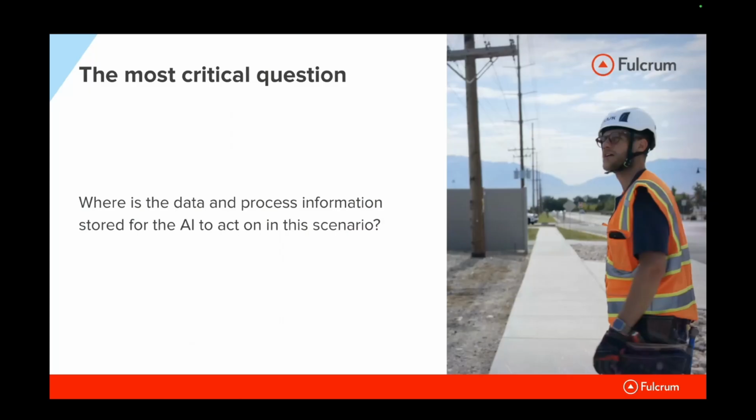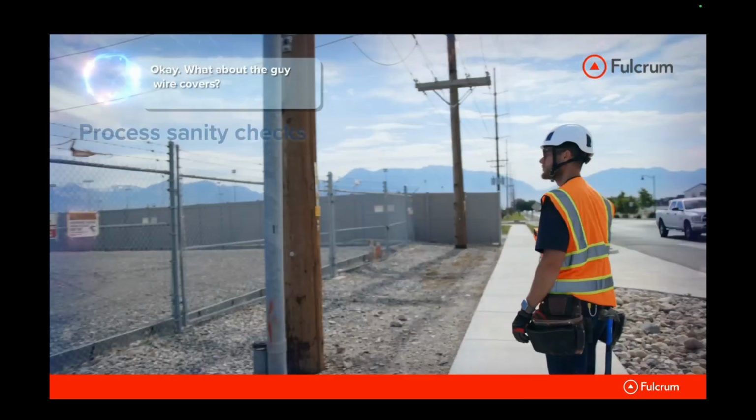And to me, the most critical question about it is, where did the AI learn about all of the data that it had, including the individual data points and the process information, in order to act in this scenario? If you think about one of the things it did, it asked, what about the guy wire covers? It has to know that the guy wire covers are part of the check, and it recognizes the fact that when you talk about guy wires, you should be talking about guy wire covers at the same time. That's both a data point, it knows that there's a data field that needs to be filled in, and a process point.